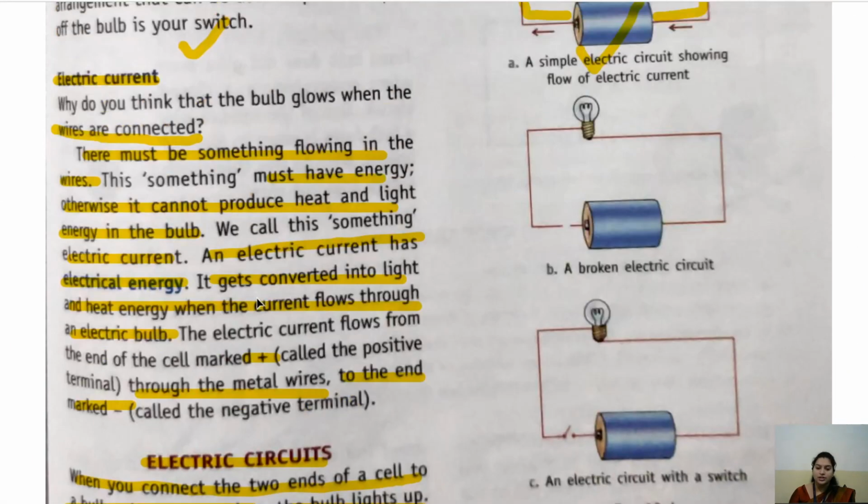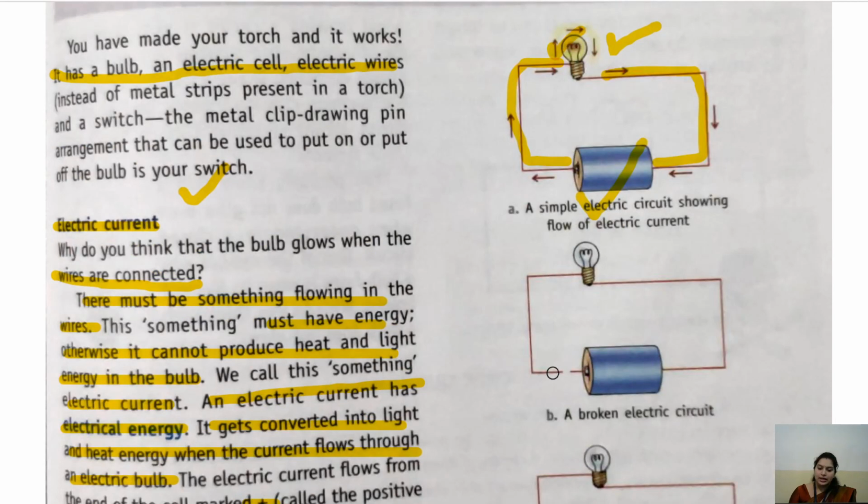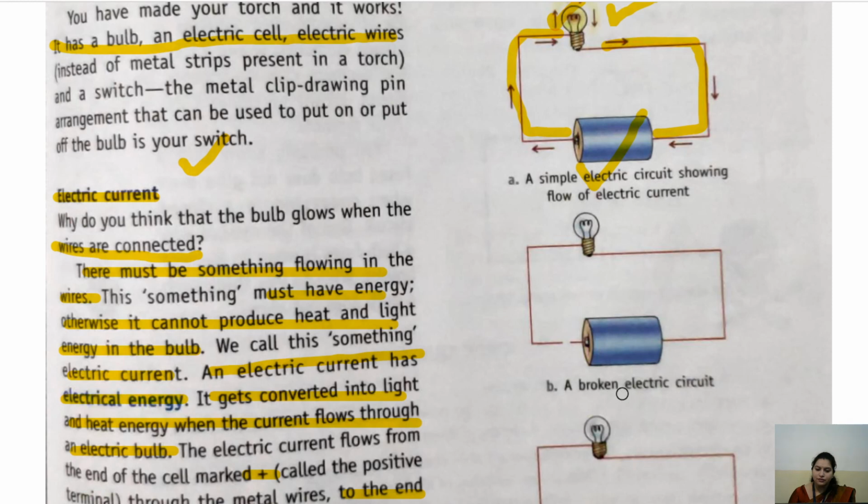ओपन और क्लोज सर्किट क्या होता है? See, as you can see in the figure A, this is a simple circuit. If you see figure B, आप यहाँ पे देख रहे हो, there is a break in the wire. वायर क्या है? टूटा हुआ है. तो अगर कहीं से वायर टूट जाता है, तो क्या करंट फ्लो कर सकता है? नहीं, the current will not flow. So this is called open circuit.